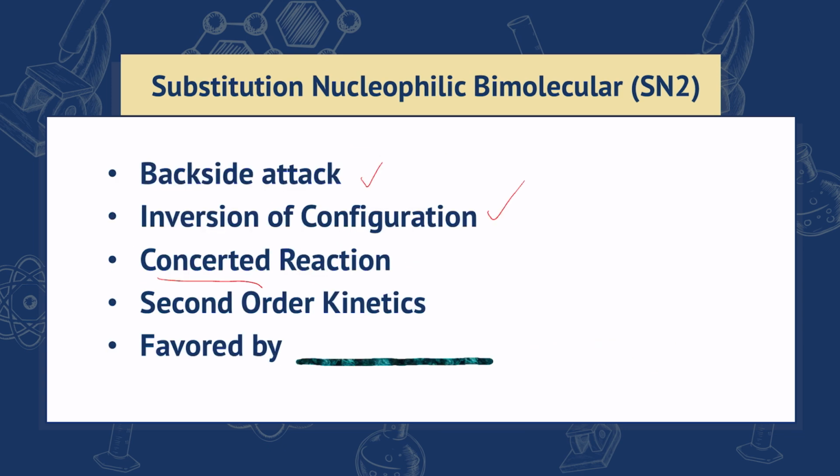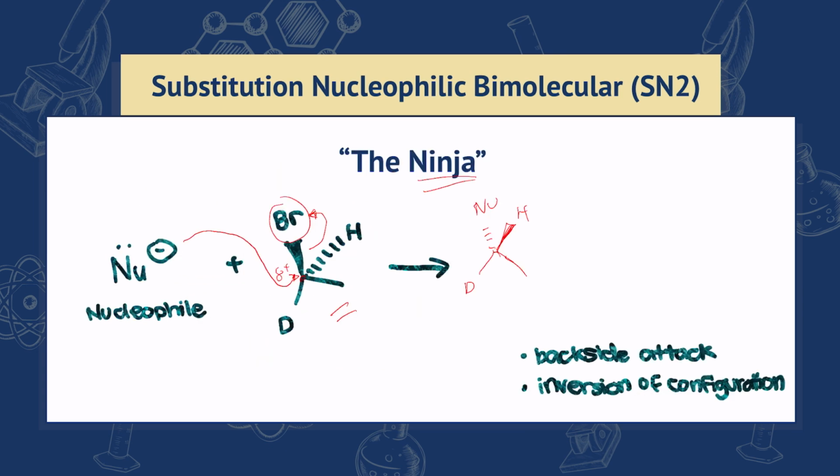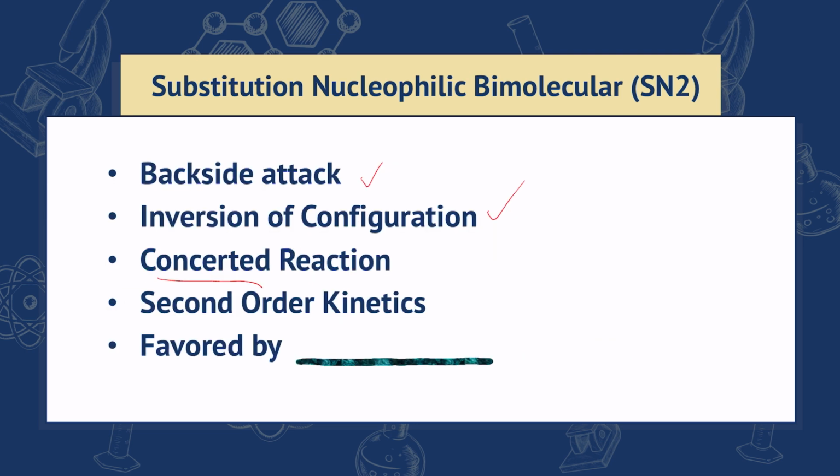Second order kinetics means that the substrate and the nucleophile both affect the reaction rate. So why is this the case? The greater the concentration of the substrate, the more likely it is to interact or collide with the nucleophile, forming the reaction. Likewise, if there's more nucleophile, it's more likely to be able to collide with the substrate, and because of that, it increases the reaction rate. That's why it's dependent on both the nucleophile and the substrate.